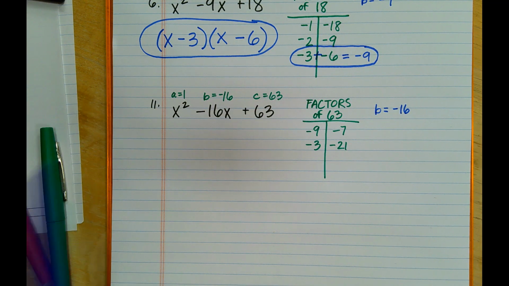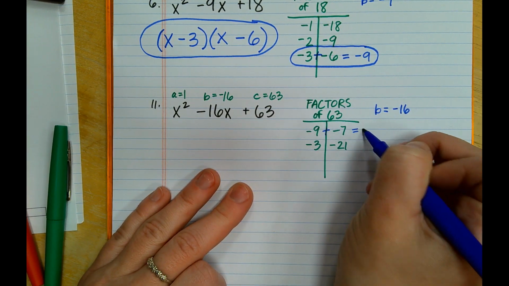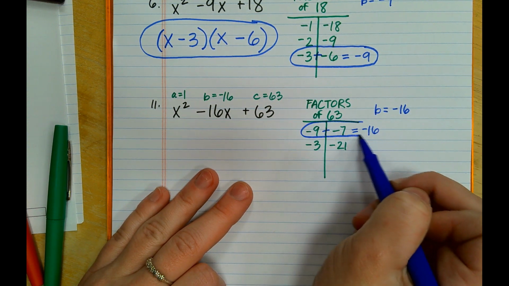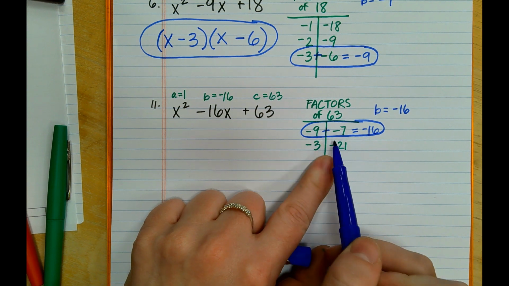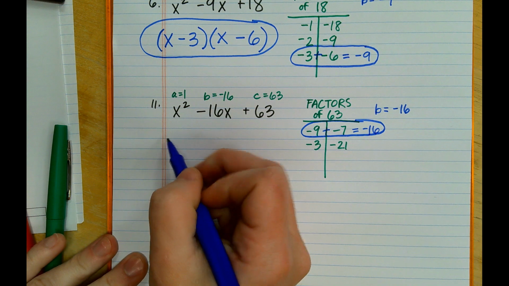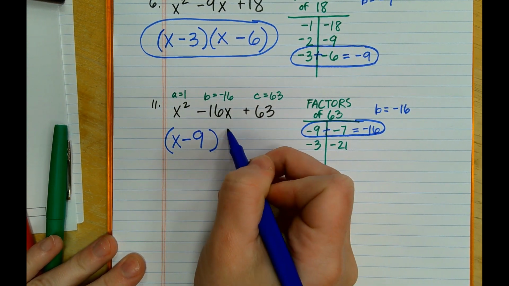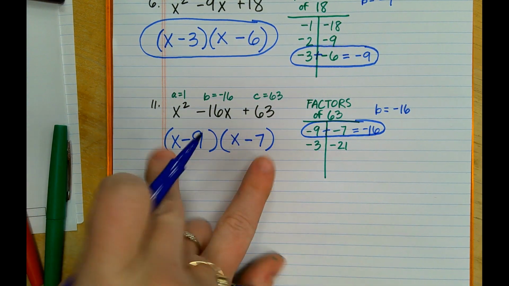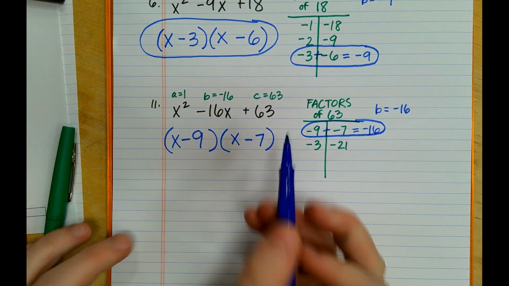What is negative 9 plus negative 7? Negative 16 on the first try, guys. So if negative 9 and negative 7 equal my b, which it does, negative 16, what's my answer going to be? X minus 9 times X minus 7, or X minus 7 times X minus 9. It doesn't matter what order you put it in as long as your signs are correct.